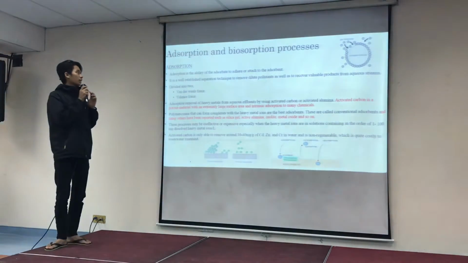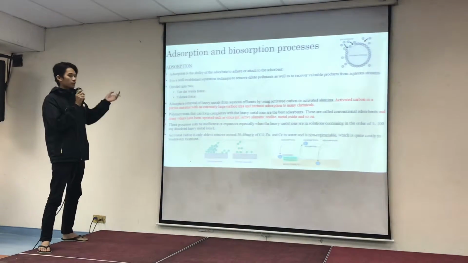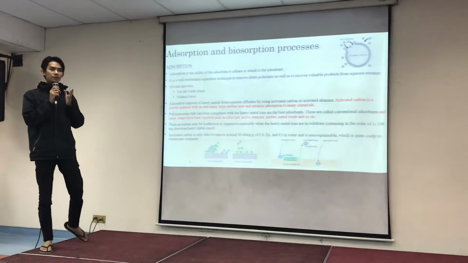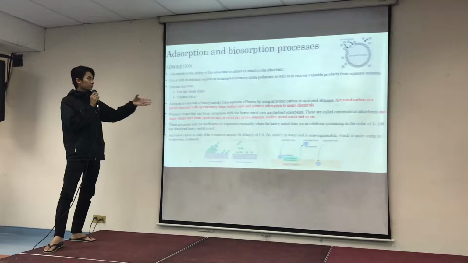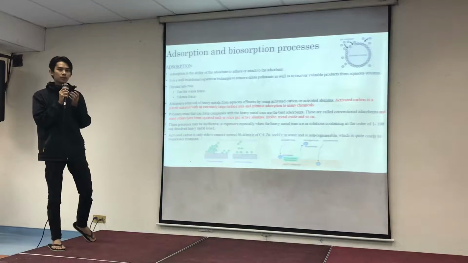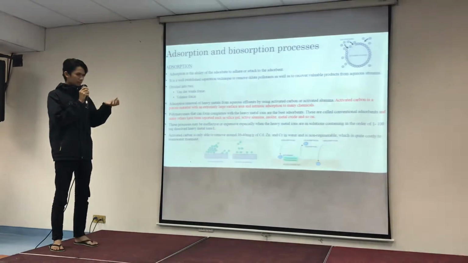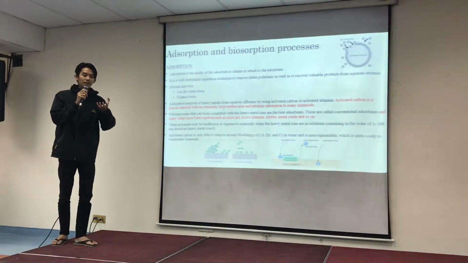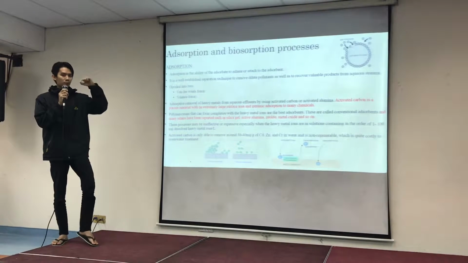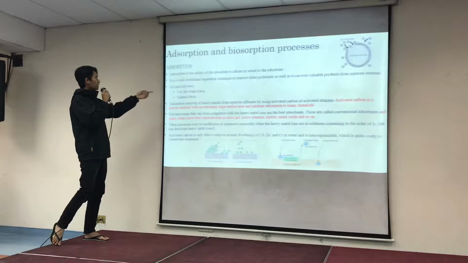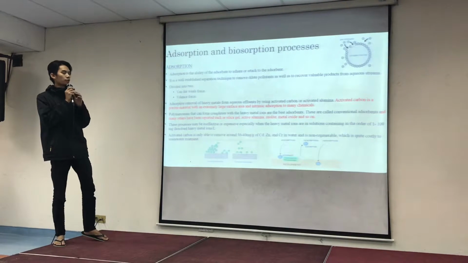Okay, this is the method to remove the heavy metal. One way is adsorption. The difference between absorption and adsorption: adsorption is the ability of the adsorbate to attach to the adsorbent, such as activated charcoal, where at the surface of the activated charcoal they adsorb, not absorb into it. So, it's a well-established separation technique to remove dilute pollutants as well as to recover valuable products from waste streams.